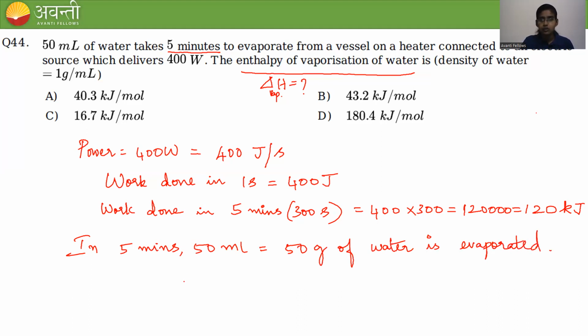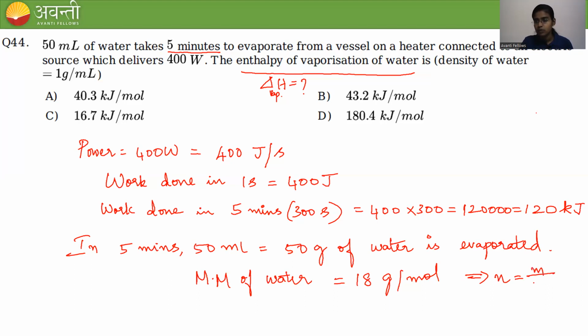Now, the molar mass of water, we all know it is 18 gram per mole, right? So if the molar mass is 18 gram and if the mass of water is 50 gram, we can find out the number of moles from mass by molar mass formula, right? So the number of moles will be equal to the mass of water, 50, and the molar mass of water, 18. So this is the number of moles.